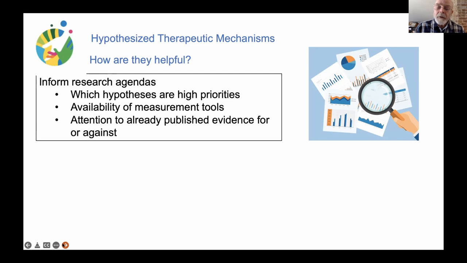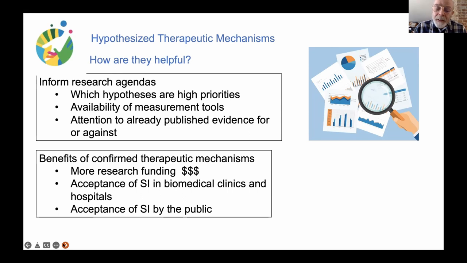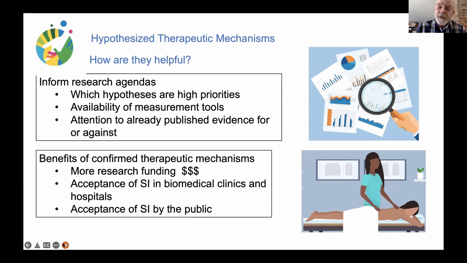Now, what are the benefits? If you confirm a mechanism, there are tremendous benefits. Again, the example of acupuncture. Acupuncture is in so many hospitals and so many clinics because there is a confirmed therapeutic mechanism. It's called diffuse noxious inhibition. It's a neurological mechanism. It's been experimentally confirmed. And because there is a confirmed mechanism, it's everywhere. MDs can use it for all kinds of things. Also, if there's a confirmed mechanism, you get much more research funding because the funders figure their money's not going to be wasted.